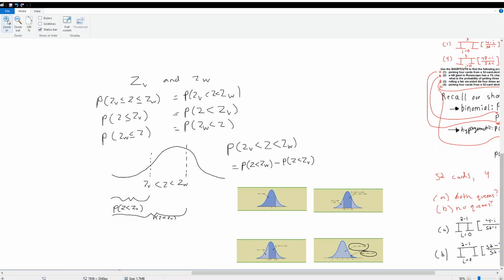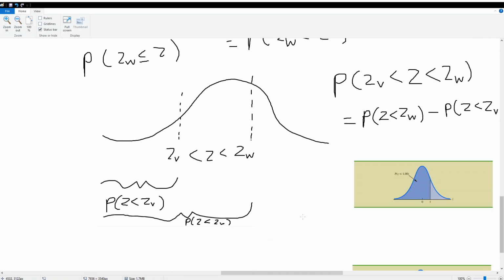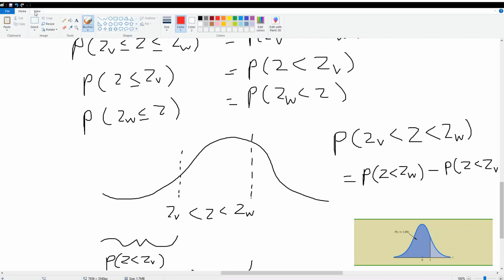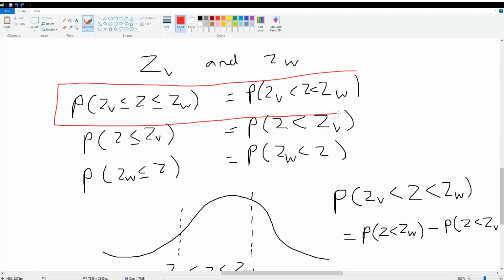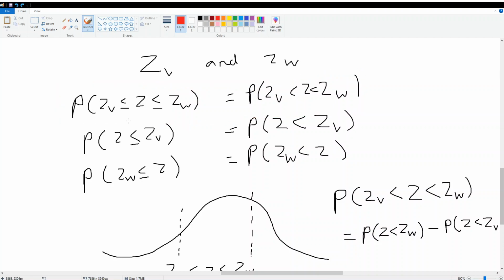Let's now get probabilities. So let's suppose that we have a normal distribution and we have 2 z-scores, ZV and ZW, and I want to know what the chances are of being in between 2 of these values. Since the normal distribution is continuous, because we're allowing all the z-scores, like with the uniform distribution, the chances of being between these 2 values can be expressed by either of these. So we're just going to stick with the less than and greater than symbols.